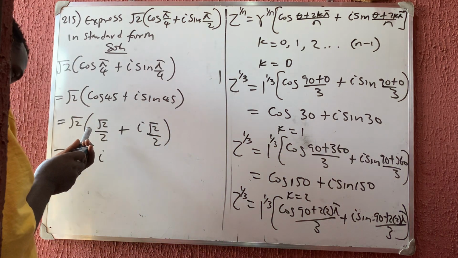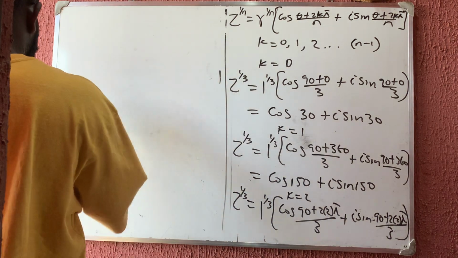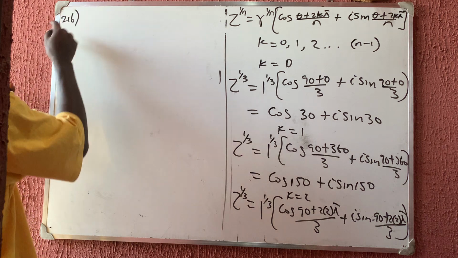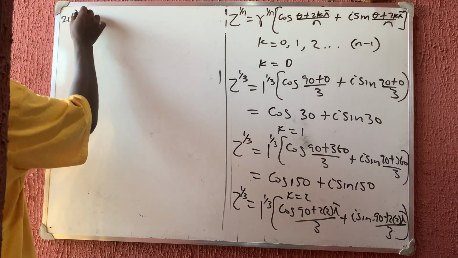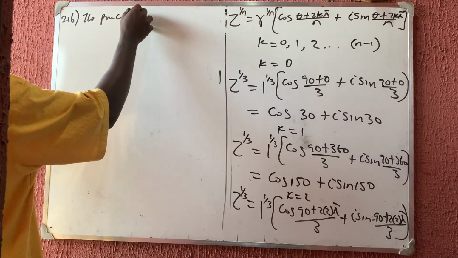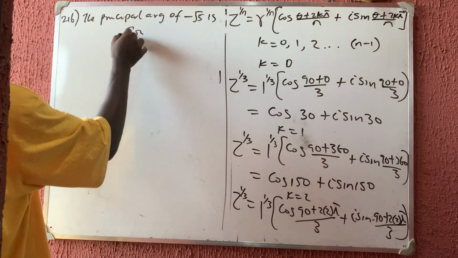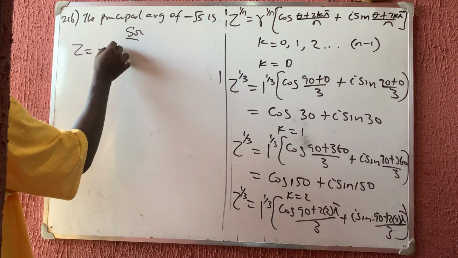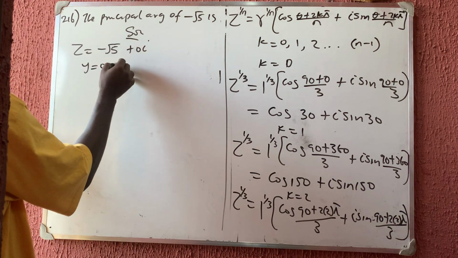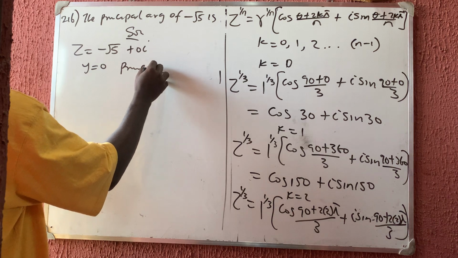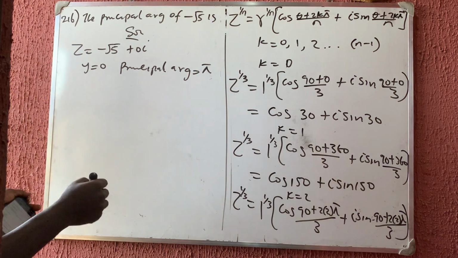So the next question, question number 216, says the principal argument of minus root 5. Solution. I have that z is equal to minus root 5, okay, minus root 5 plus 0i. And I told you that if y is equal to 0, the principal argument is simply pi. Whenever y is 0, the principal argument is pi.